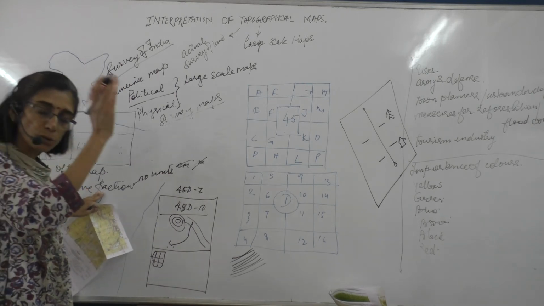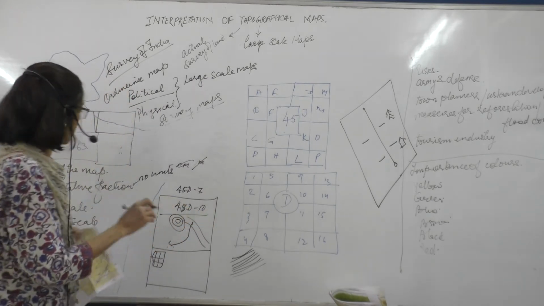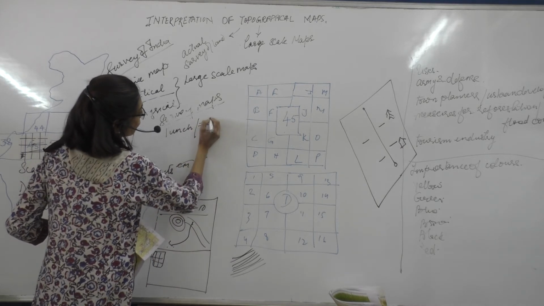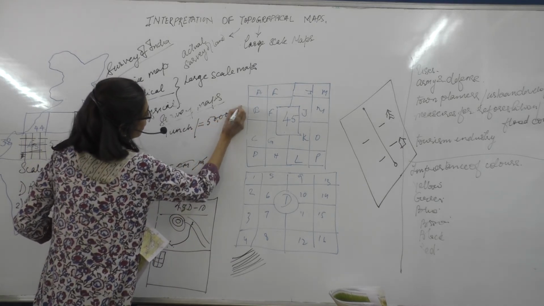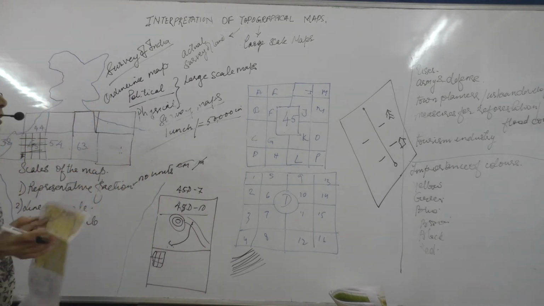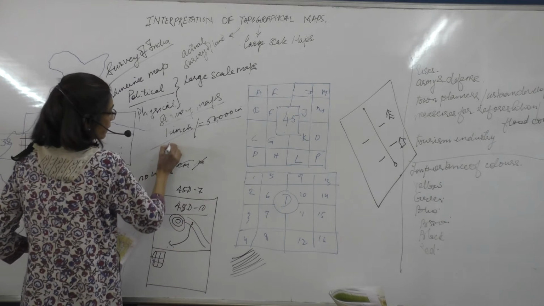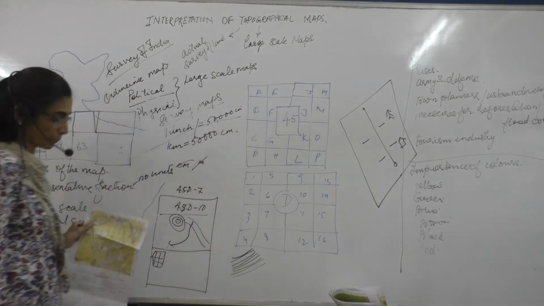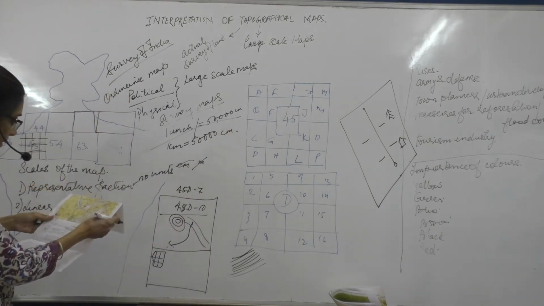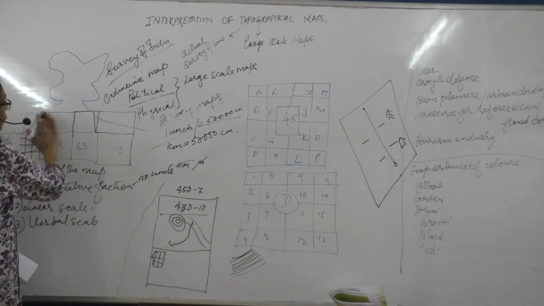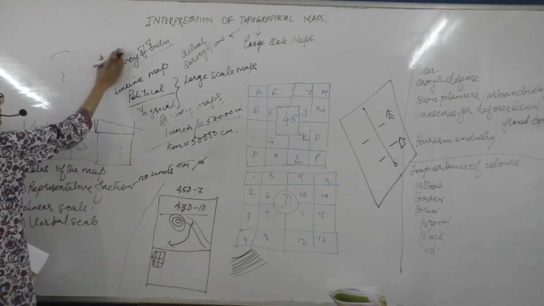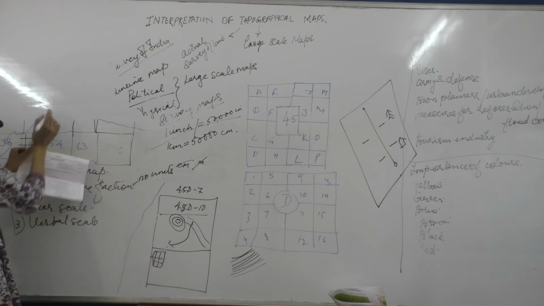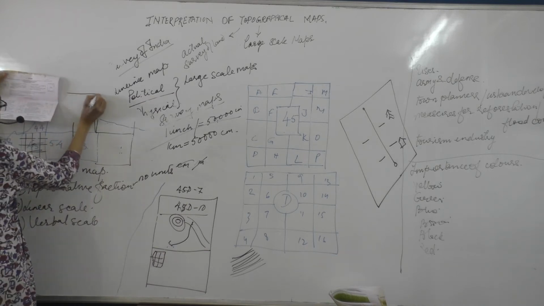Even a person coming from outside, from any other country, knows that 1 inch is equal to 50,000 inches on this particular map. If you are within the country, you will say 1 centimeter is equal to 50,000 centimeter. But then we have a linear scale also drawn on the map. So the next one is a linear scale, which is drawn in this manner.